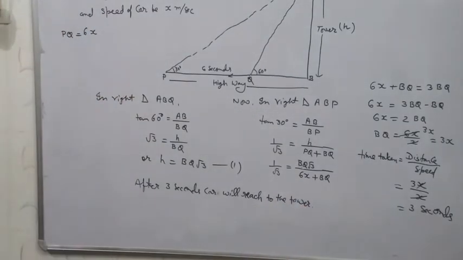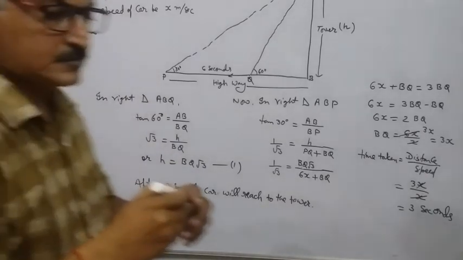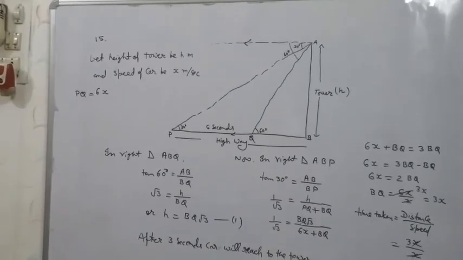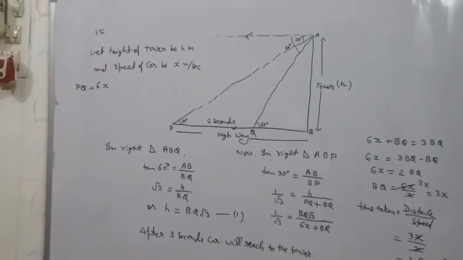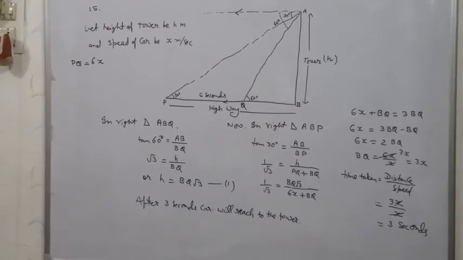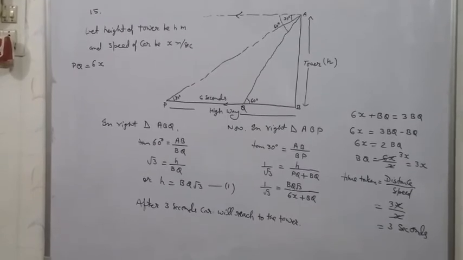This way we have to solve this. This was question number 15. Let the height of the tower be h meters, and the speed of the car be x meters per second. The figure is drawn there.